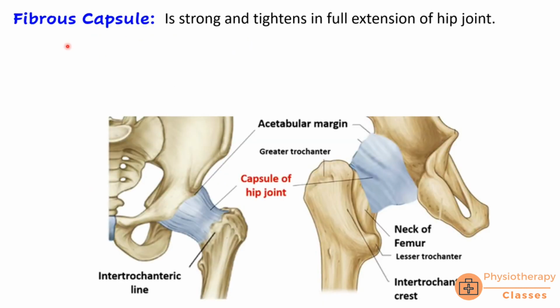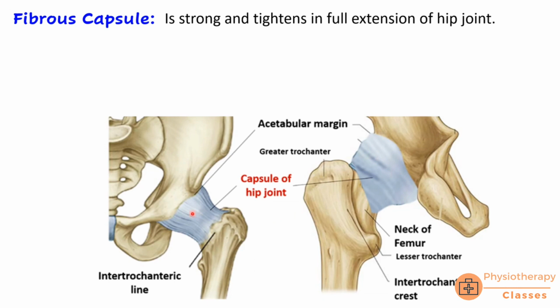Let us now consider the fibrous capsule. It is very strong and it tightens in full extension of hip joint. In this picture, we can see this is the interior aspect of the fibrous capsule surrounding the hip joint, and this is the posterior view of the fibrous capsule here.